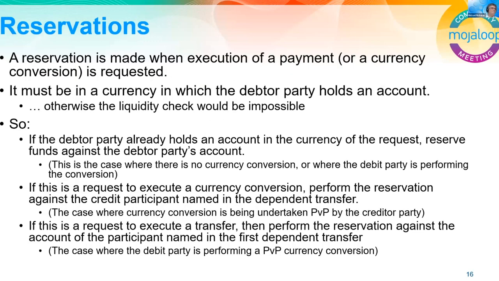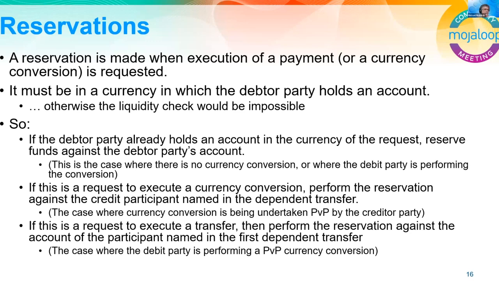So let's look now at how a reservation happens. Now, a reservation is made when execution is requested, of course. It must be in a currency in which the debtor party holds an account. Otherwise, we can't do the liquidity check. So these are the rules, I think. If the debtor party already holds an account in the currency of the request, then reserve funds against the debtor party's account, where there's no currency conversion, or where the debit party, the debtor party, is performing the conversion.